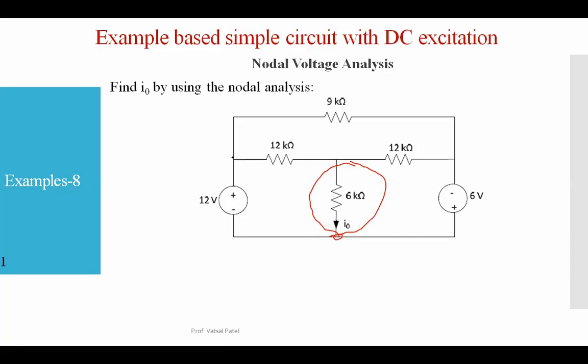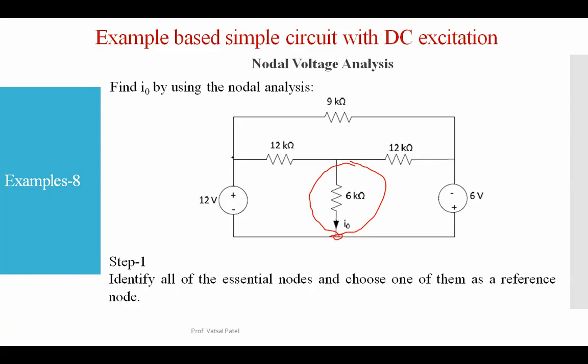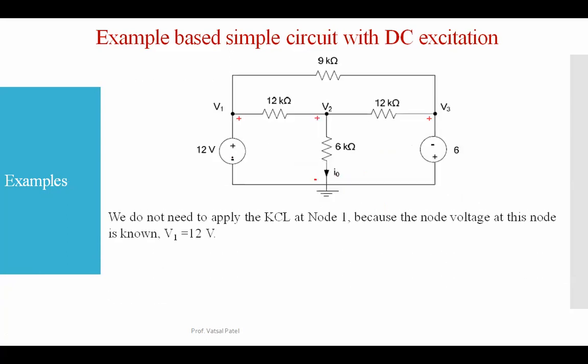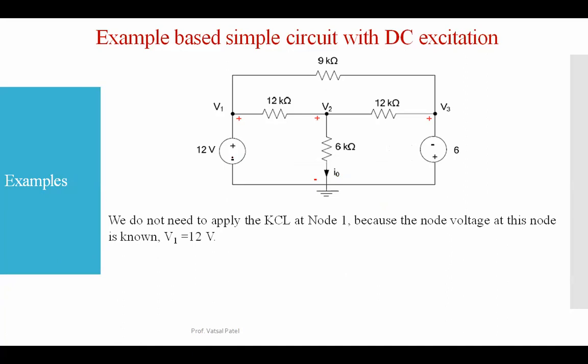Select the node, identify all the nodes. Then we have to assign the polarities, or you can say the direction of the current. Now we can check here that V1 is given, and with that you have a 12 volt battery source with the positive terminal here, and the negative terminal at the reference. So from that we can see that V1 is equal to 12 volt.